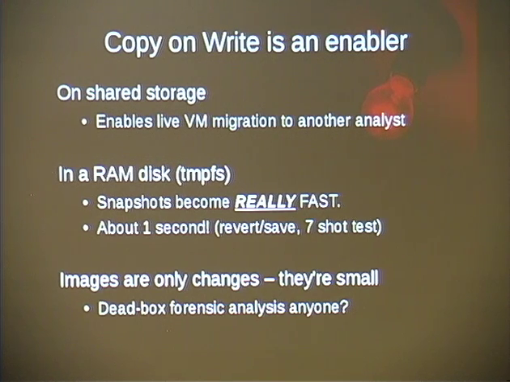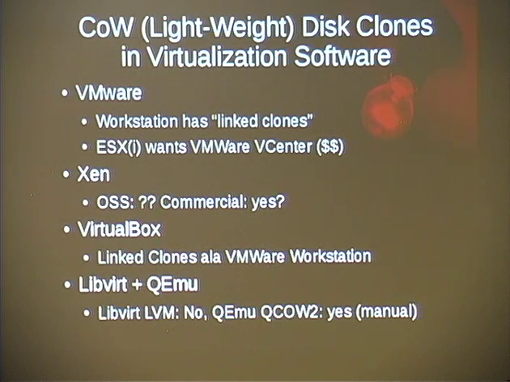I did a snapshot sequence of like 7 of them at once, and they all saved or restored in less than a second. Because these disk images are just the changes to the file system, they end up being really small. So you can keep them around for a long time, and that can give you some additional things you can do later on down the line. So these copy-on-write disk images are usually referred to as lightweight disk images. VMware supports it in Workstation, called linked clones. It's basically a snapshot, and you tag that as a template, and then you create new clones off of that.